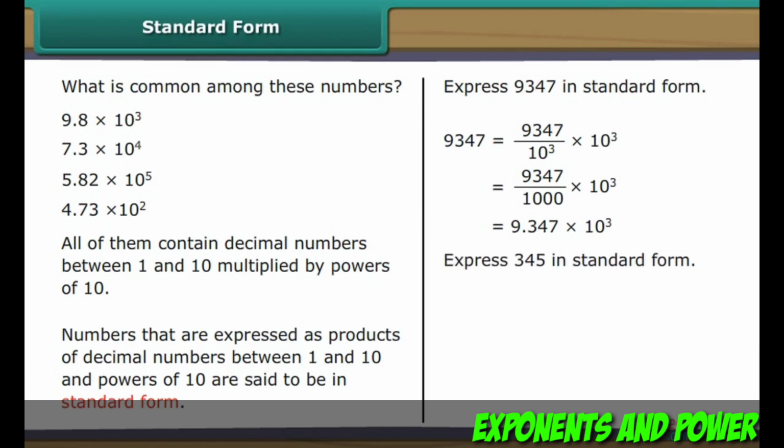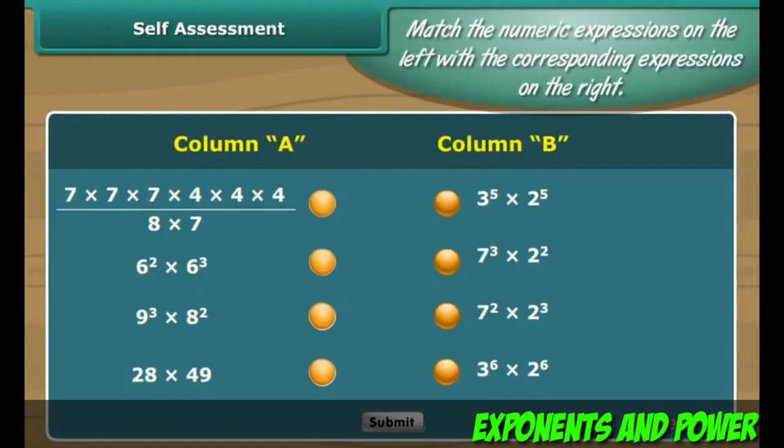By simplifying it, we get 345 upon 10 square into 10 square, which is equal to 345 upon 100 into 10 square, which equals 3.45 into 10 square. Self-assessment. Match the numeric expressions on the left with the exponential forms on the right.